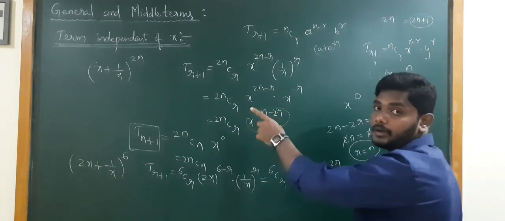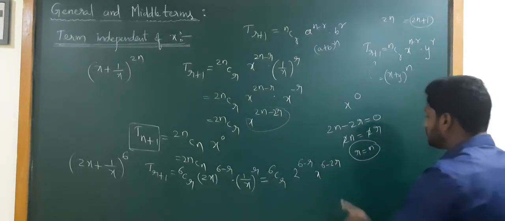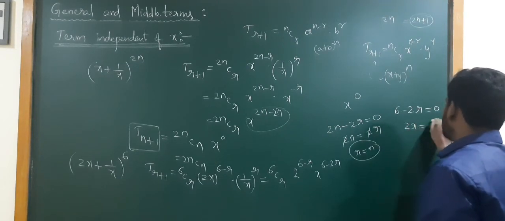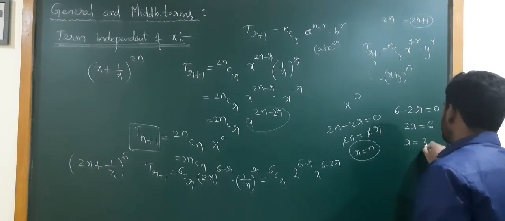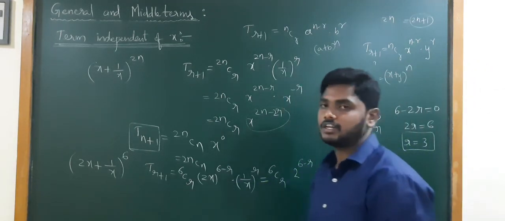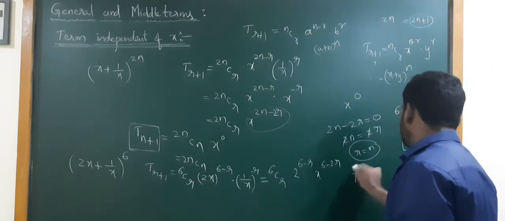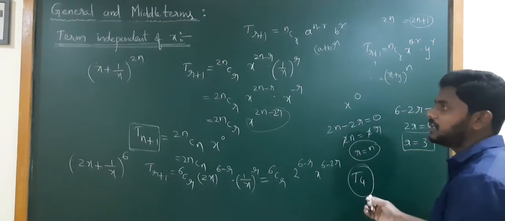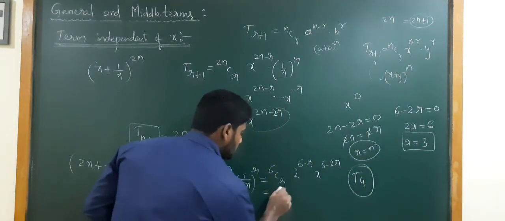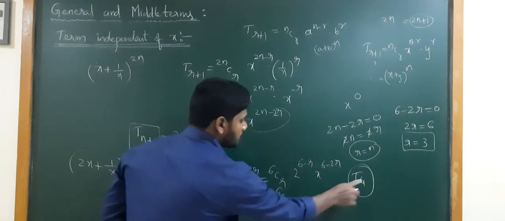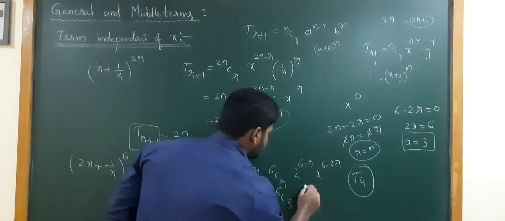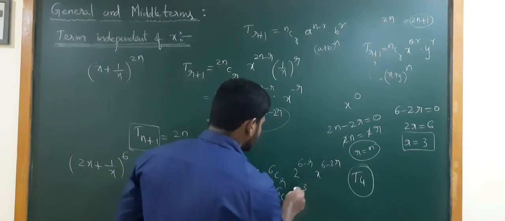So they ask for the term independent of x. That means this power should be equal to 0. So 6 minus 2r equal to 0, so 2r equal to 6, r equal to 6 by 2, r equal to 3. If r equal to 3, which term do we need to find? T4. The T4 term is the term independent of x. What is that term? If they ask me, what do you write? 6C3, the r value is 3, na? 6C3, 2 power 6 minus 3 is 3. So this is the term independent of x.